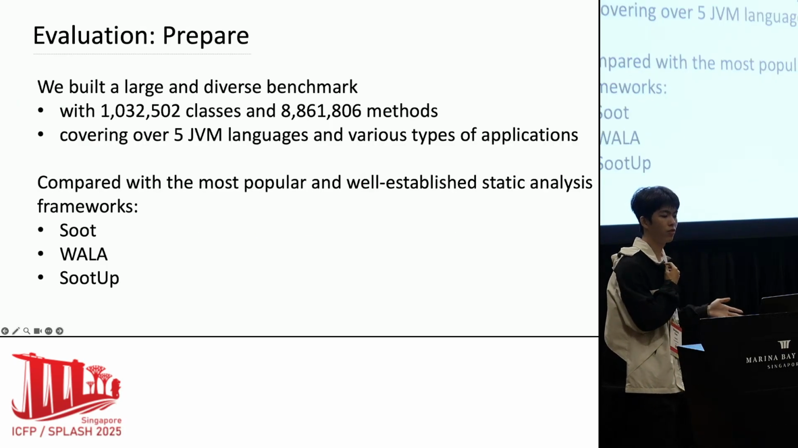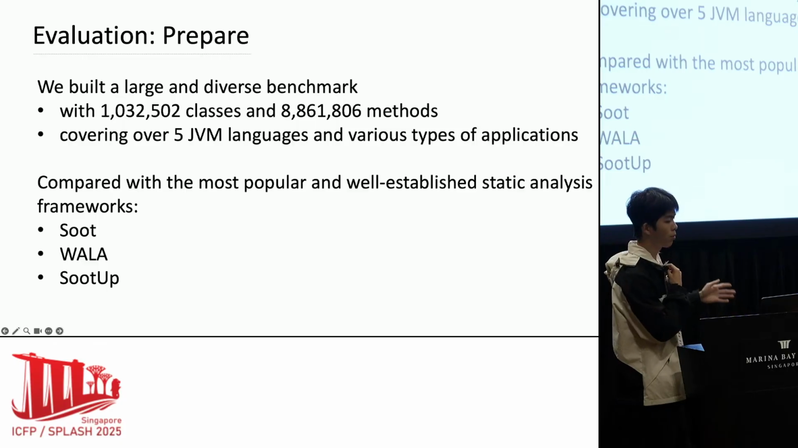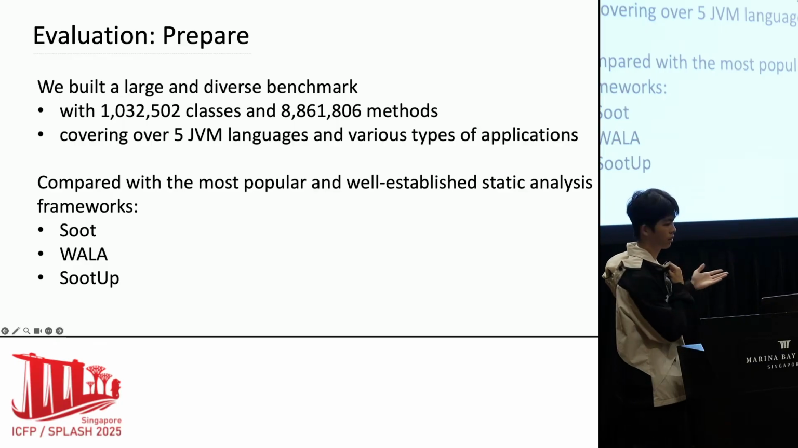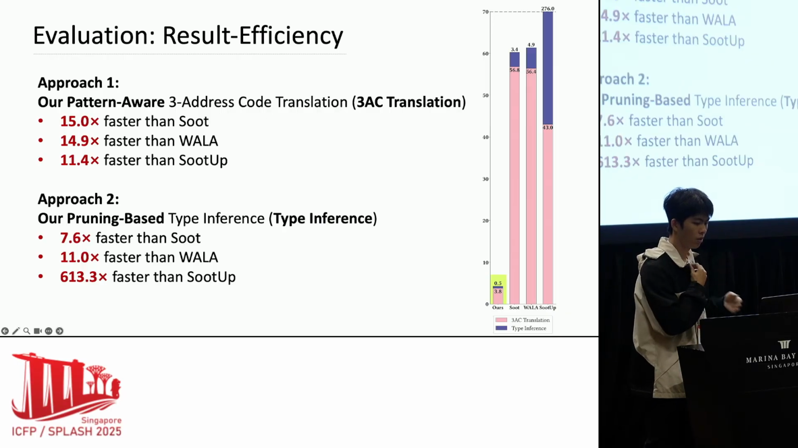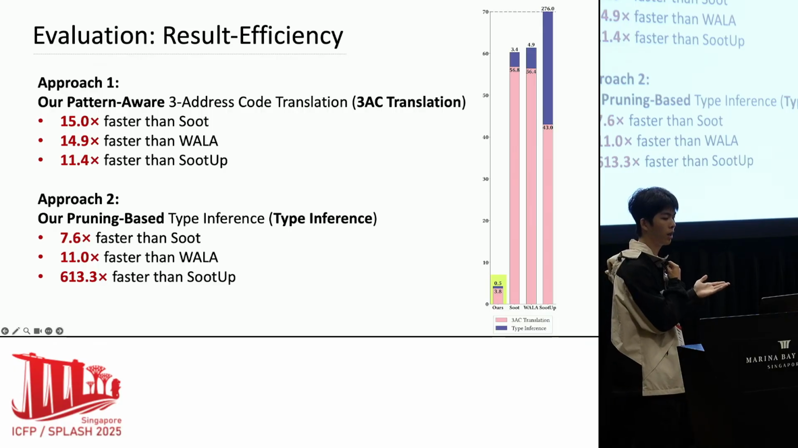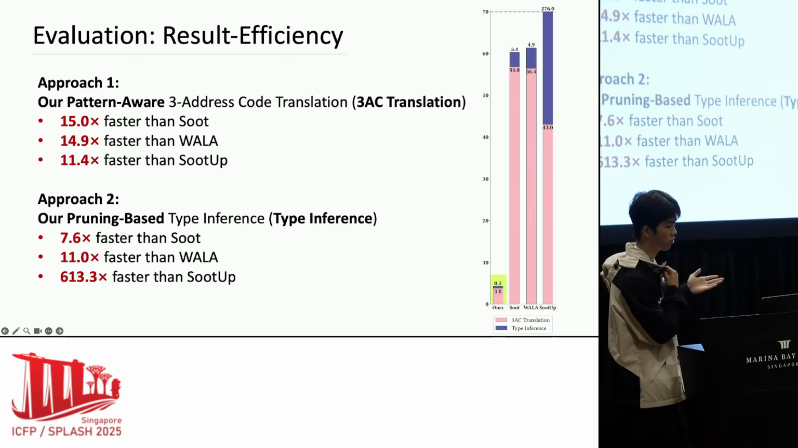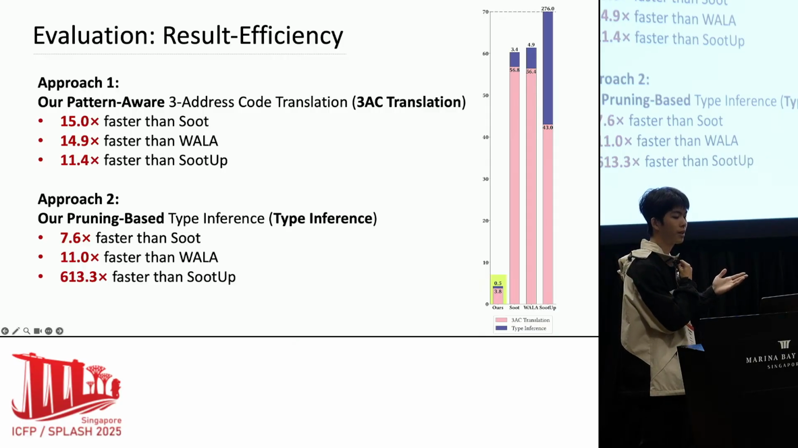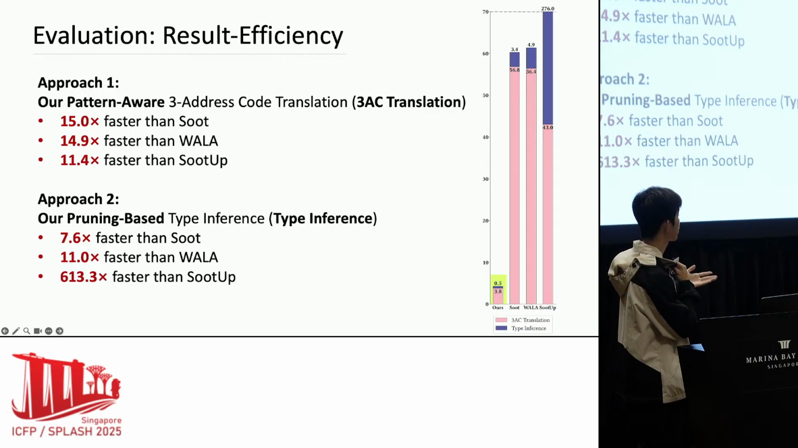So how does our frontend perform in practice? We built a large and diverse benchmark and compared our frontend with the most popular and well-established static analysis frameworks: Soot, WALA, and SootUp. For efficiency, our frontend significantly outperforms all others, both in three-address code translation and in type inference speed. Specifically, our frontend is on average 10 times faster and up to 600 times faster.